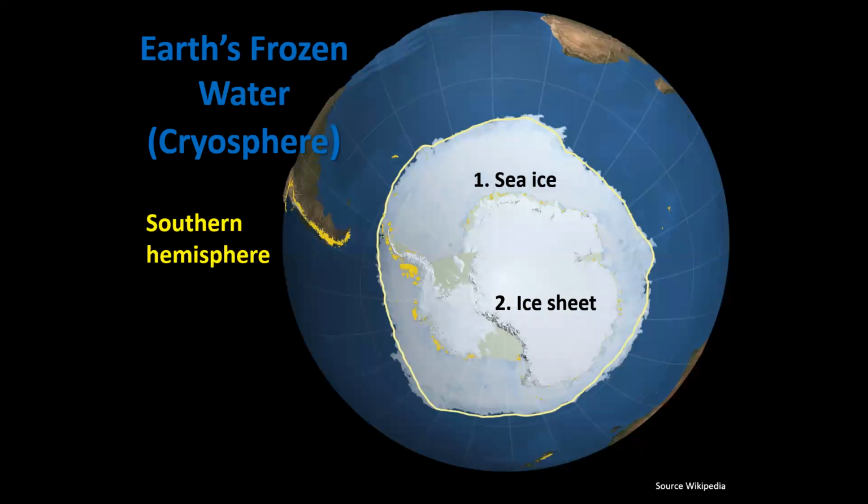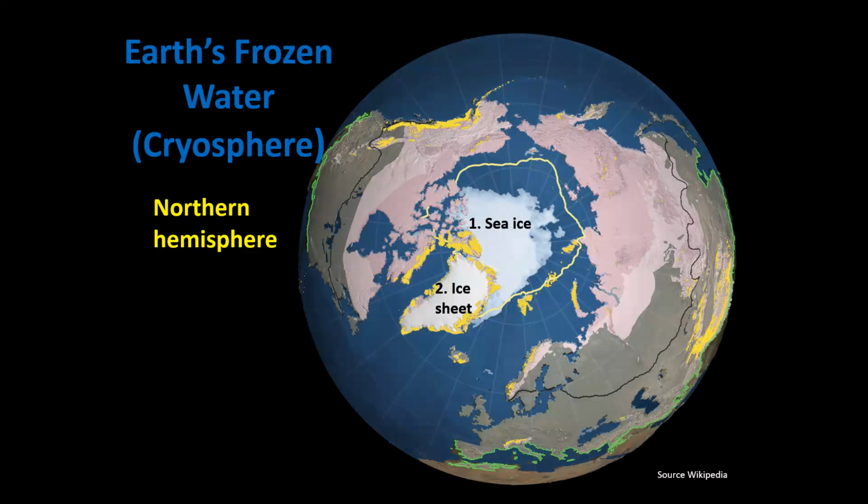So if we look at the southern hemisphere, you can see that the sea ice is extending out from Antarctica. It's floating over the ocean, and then there's the ice sheet, which covers just about all of Antarctica. So that's the southern hemisphere. This is the northern hemisphere. The sea ice is around the North Pole, and the ice shelf is most of Greenland.